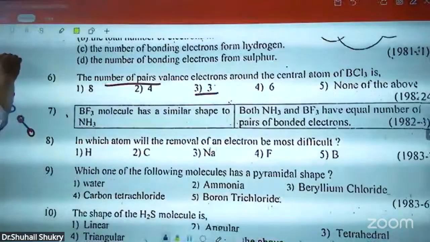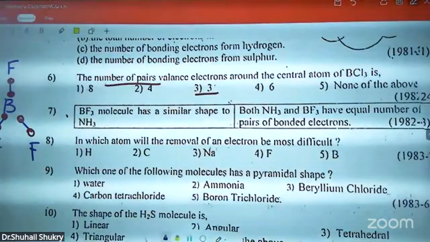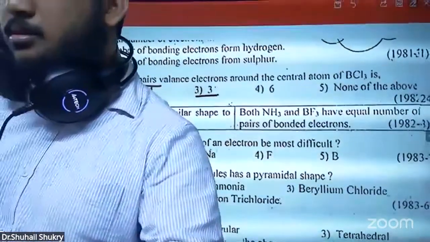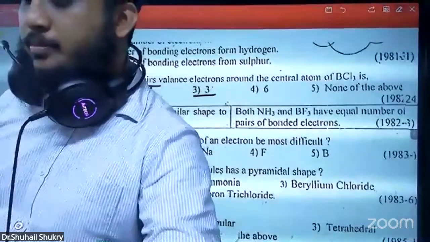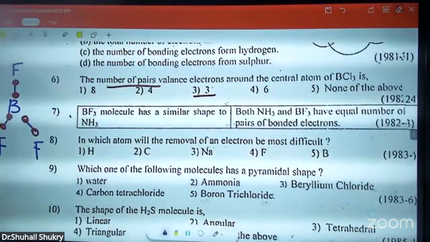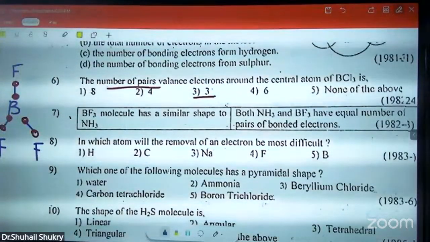Now in BF3 it is this. This is BF3. Okay. Can online students see this? Online students. Okay. Right? Now see this, guys. This is BF3. In this BF3, they are saying the BF3 molecule has a similar shape to ammonia.